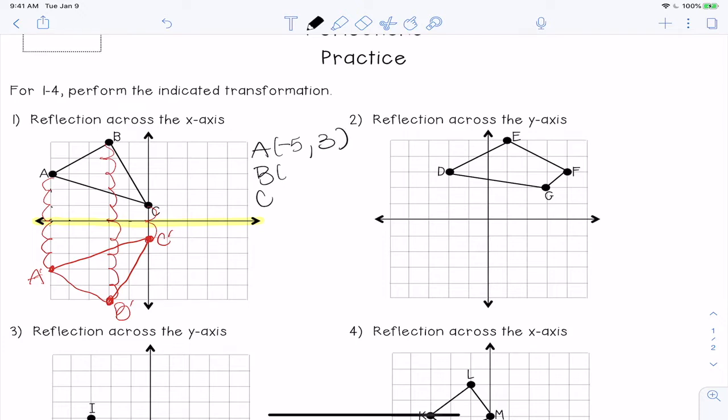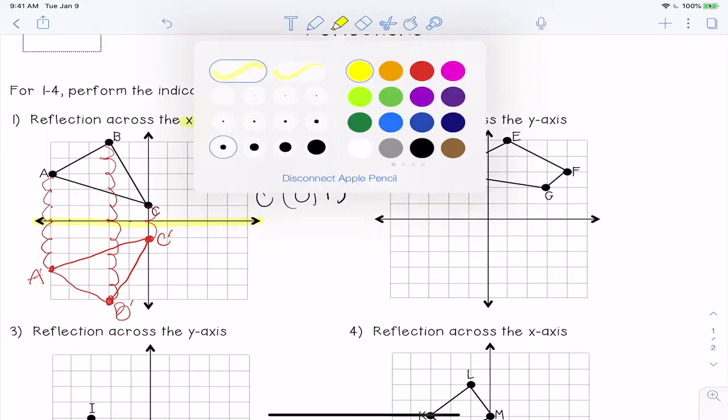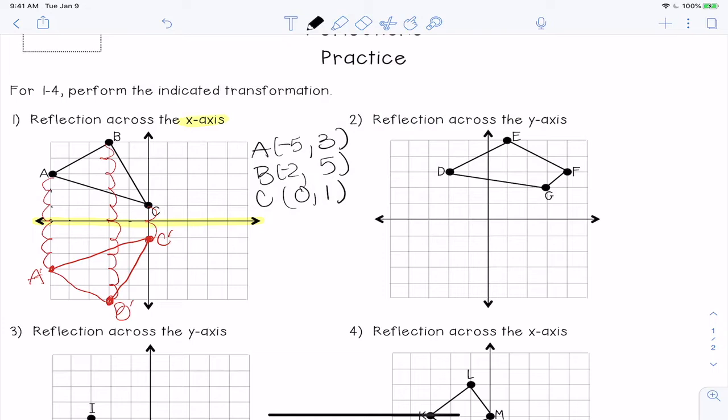And B, it was 1, 2, 3, 4, 5 up and 2 negative. And C, we didn't move on our x and we went up 1 on the y. So according to the reflection rules, when we reflect on our x-axis, our x stays the same and the y flips signs.